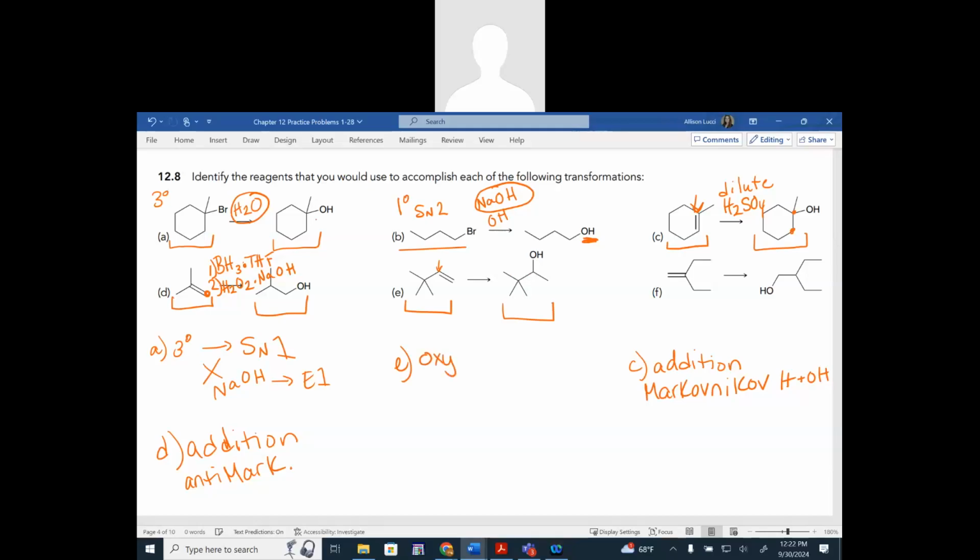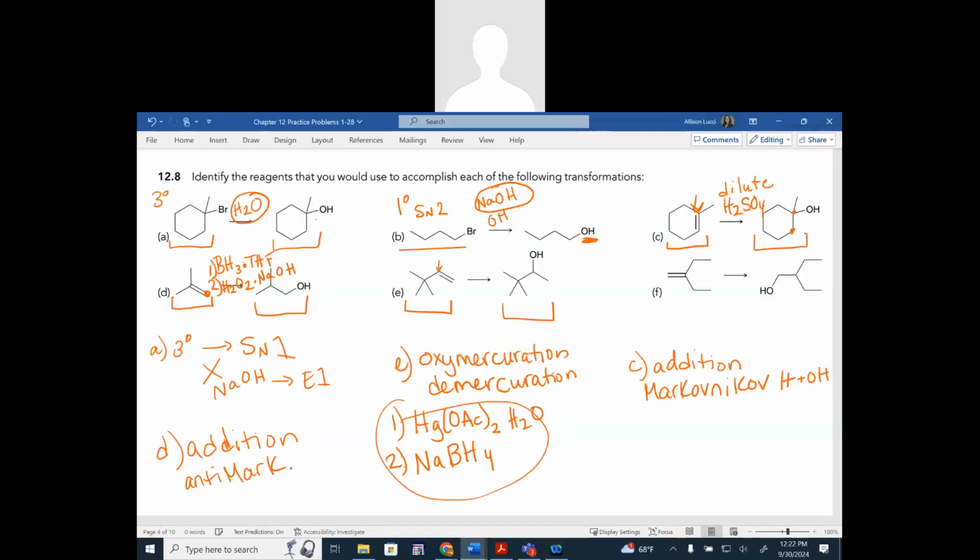So we can use oxymercuration, demercuration reagents. And that would be something like mercuric acetate and water in step 1. So this will be our first step reagents. And then we need a reducing agent, something like sodium borohydride could be used. And so these will be our reagents for part E. So we need to ensure no carbocation rearrangements and then have a Markovnikov addition.